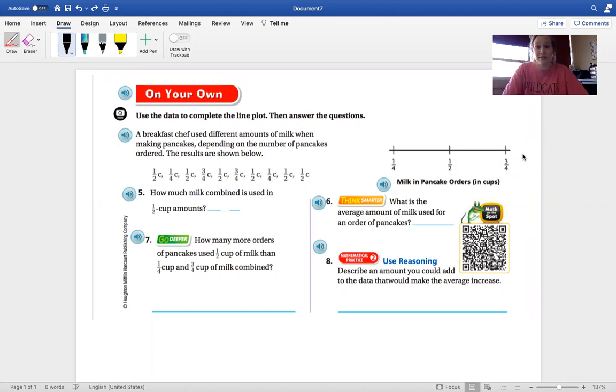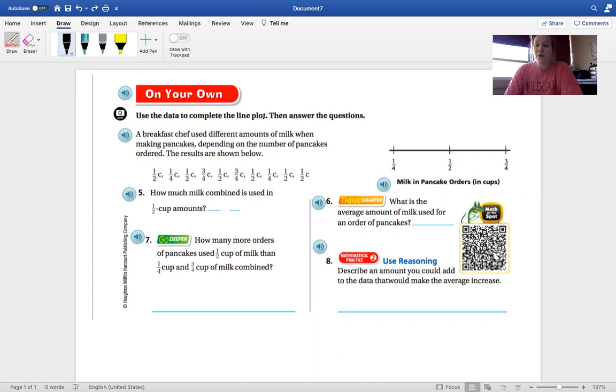We're just going to do a quick review about line plots to kind of get us introduced to graphing before we jump in tomorrow with ordered pairs and coordinate grids. And so we are going to use the data to complete the line plot, and then we're going to answer a few of the questions together, okay?